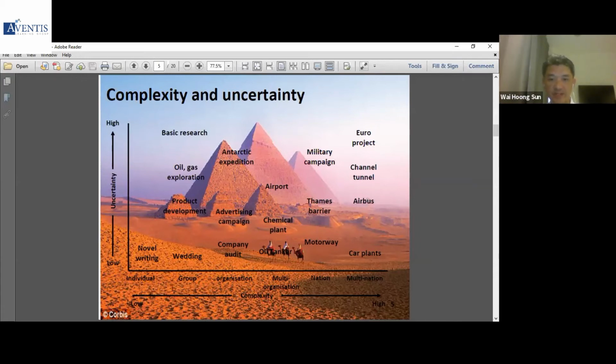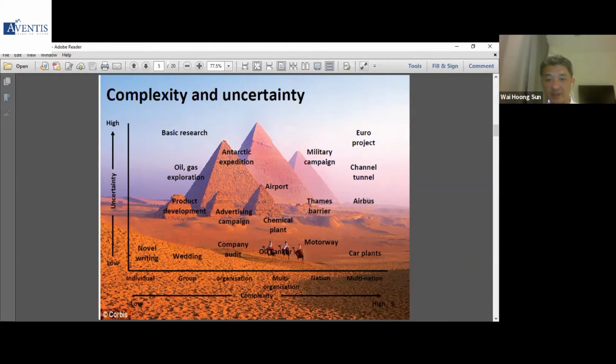So you can see that you start from individual, just one person on a project. If it's just one person, it's not complex at all, because you do not have to manage anybody else. It's just you, and you're in total control of yourself. Then to a group, maybe 5 people or 10 people, to an organization.